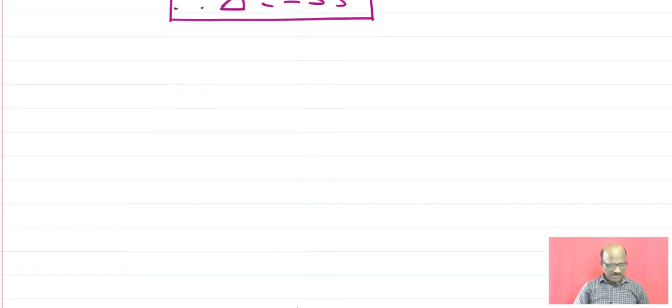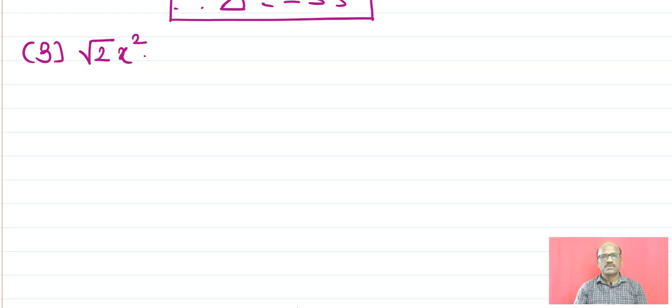Now next example, number 3: root 2 x square plus 4x plus 2 root 2 equals 0. Comparing with again.